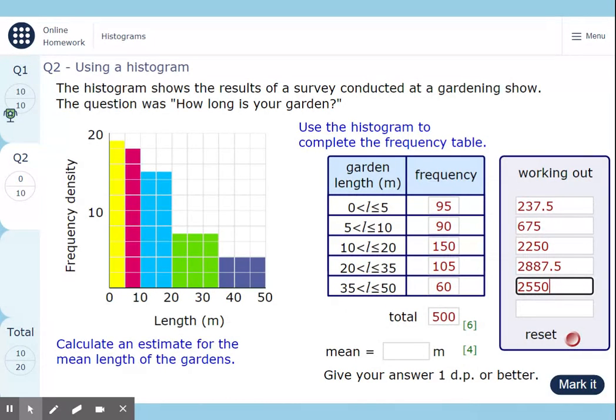Now, if you remember, we need now to add up all of these to get our total and divide it by the total frequency. So I'm going to add up these numbers here. So 2550 plus 2887.5 plus 2250 plus 675 plus 237.5. That comes out as a fabulous 8,600. So to get the estimate of the mean, I'm going to do 8,600 divided by 500, which comes out as 17.2.